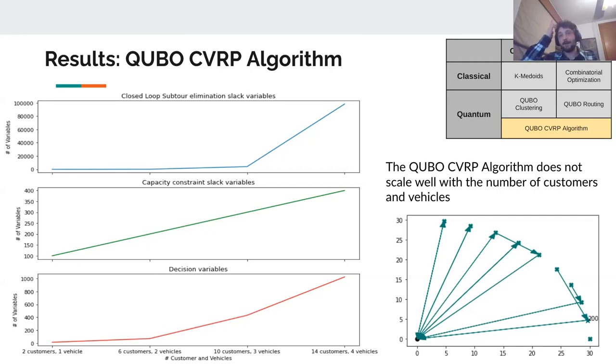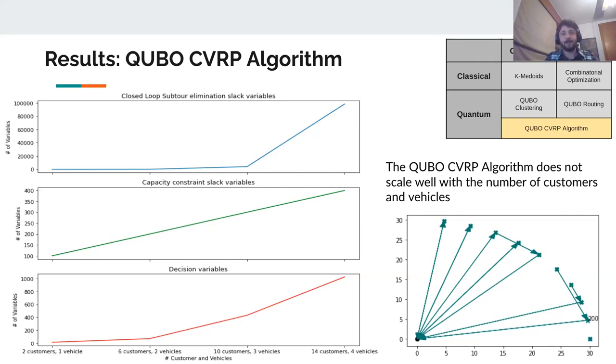We can see in the top graph that the number of slack variables required by this constraint is much, much higher than the number of main decision variables and slack variables used by the capacity constraint. The number of these slack variables also grows exponentially with the number of customers at a very steep rate. The number of slack variables needed by the capacity constraint scales linearly with the number of vehicles in the problem. This is shown in the middle graph.